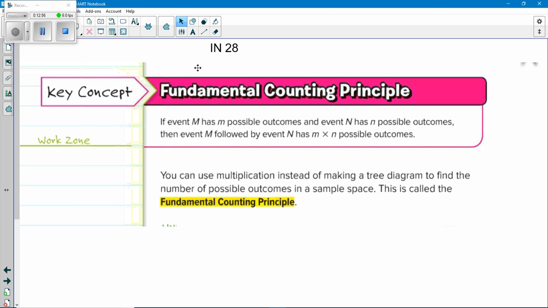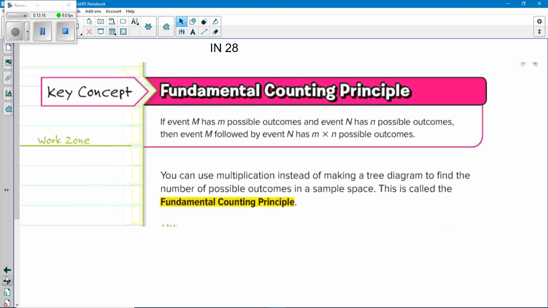How many ways could they get yellow shirts? Well, there's one way to pick yellow shirt out of 4. How many ways could they get green pants? One way out of 4. So 1 times 1 is 1, so it's a 1 out of 16 chance. And you can use multiplication instead of making a tree diagram to find the number of possible outcomes in a sample space, because you don't always need it.